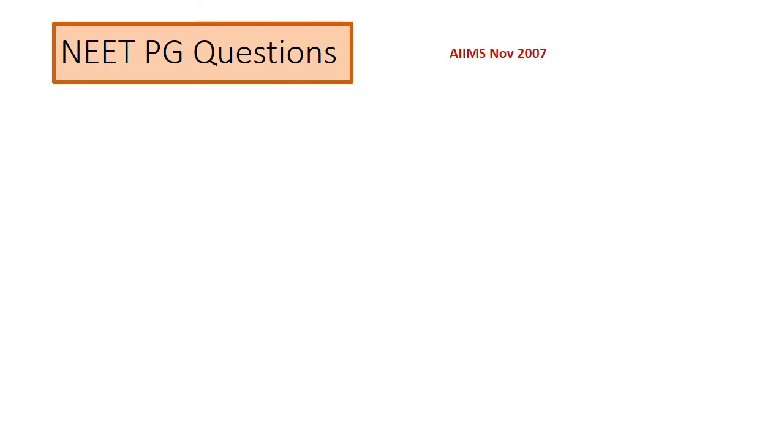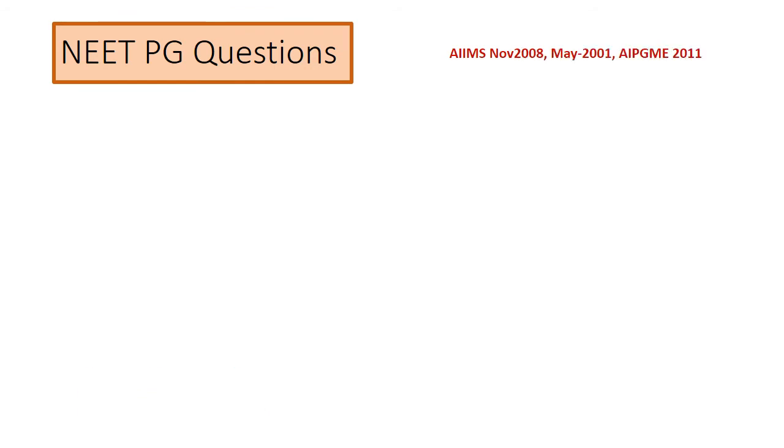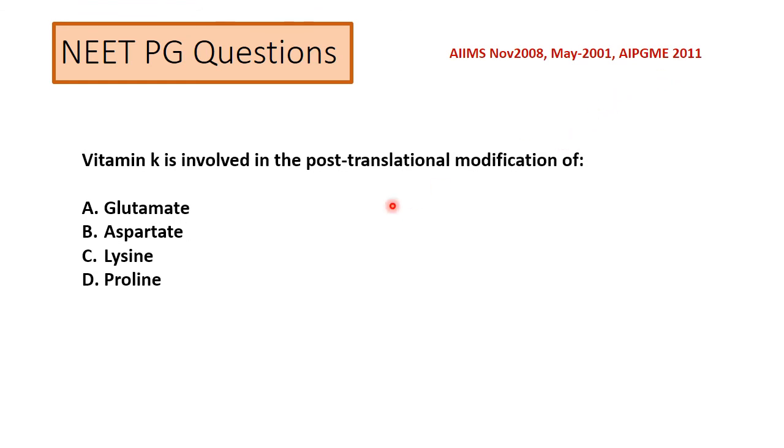Now this question was in AIIMS November 2007. Vitamin K is required for hydroxylation, chelation, transamination and carboxylation, and the answer is D, carboxylation. Now this question was in AIIMS 2008, May 2001 also, and AIPGMEE in 2011. Vitamin K is involved in post-translational modification of glutamate, aspartate, lysine and proline, and the answer is glutamate.